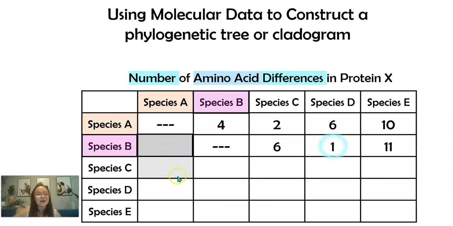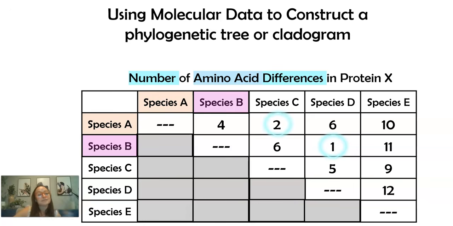Now, species A and C, we know had 2 differences. Species C and B, we know had 6 differences. So now we're at C to C, and it's like they're the same species. Then we have 5 and 9, and then we continue filling in this table.